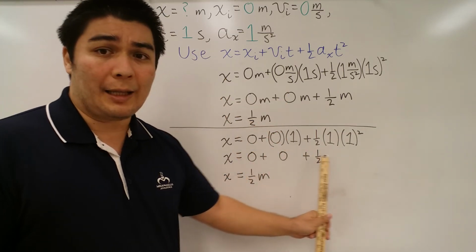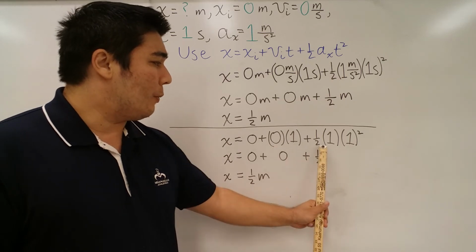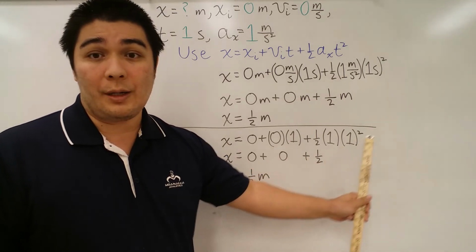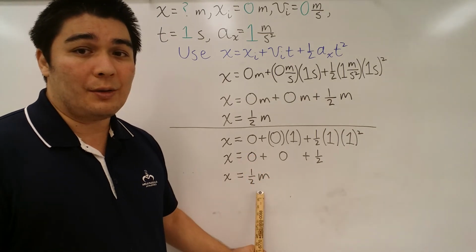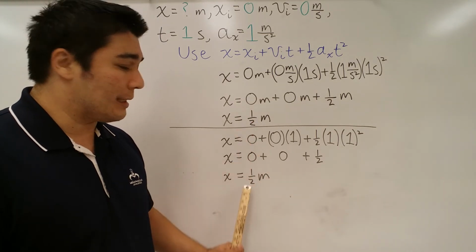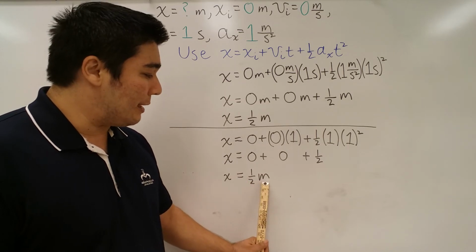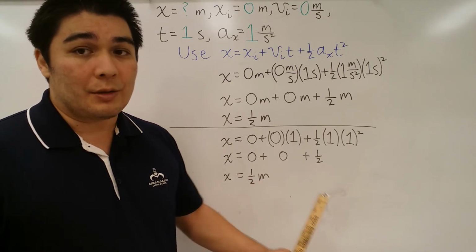So then you start doing the math on this, right? 0 times 1 is 0. 1/2 times 1 squared is still 1/2. 0 plus 1/2 is still 1/2. The answer is exactly the same, and you bring the unit out at the end because you know what the answer should be.